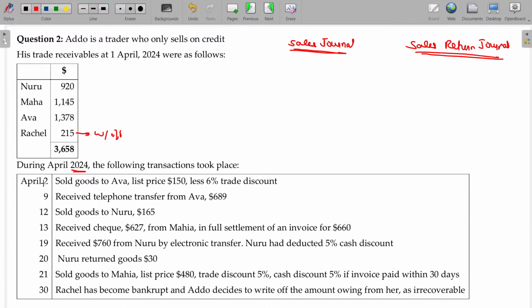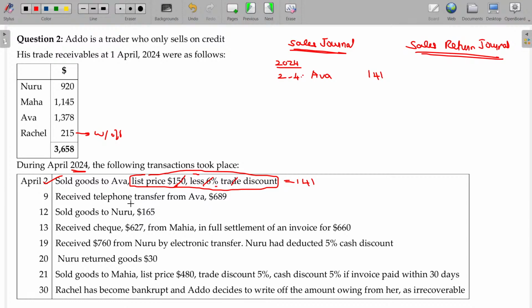Okay, sold goods to Eva, the list price $110 less 6% trade discount. Remember, whenever it is a trade discount, always that value will be subtracted, and the final value will always be considered for our accounting purpose. Okay, 141. You have to consider 141 only. So 2024, 2nd April, sale to Eva, 141.